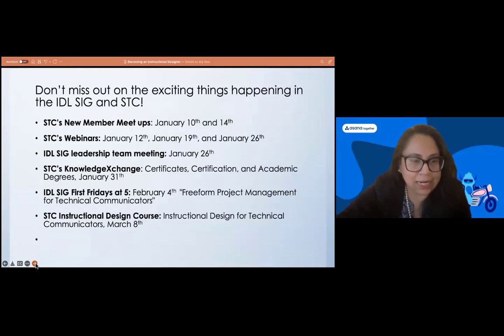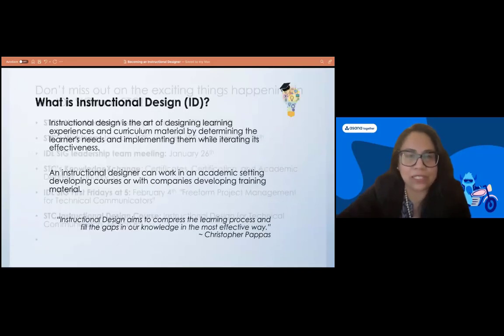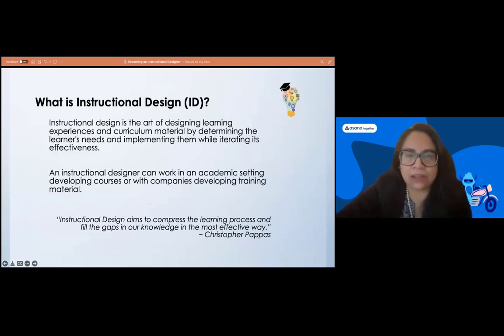Well, now let's start with our presentation here. Let's start by defining what is instructional design. So for me, instructional design is the art of designing learning experiences and curriculum material by determining the learner's needs and implementing them while iterating on its effectiveness.